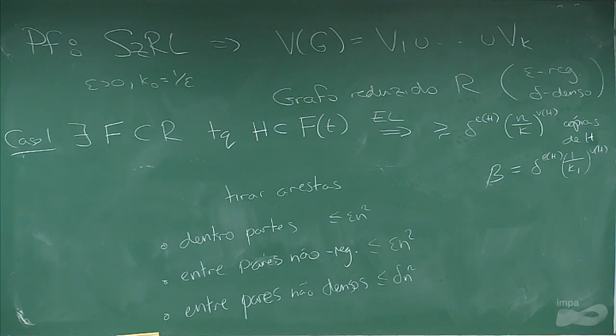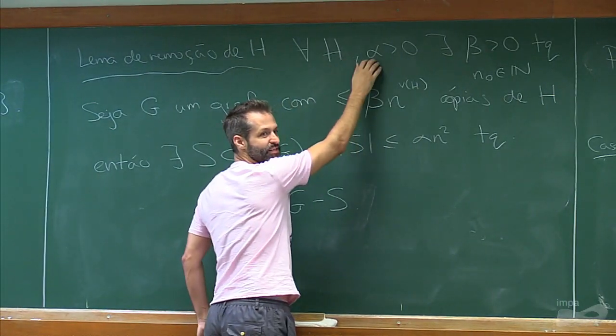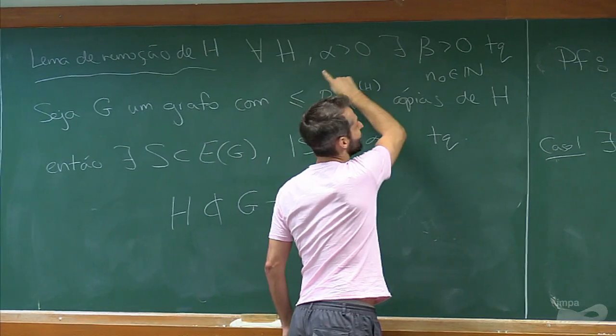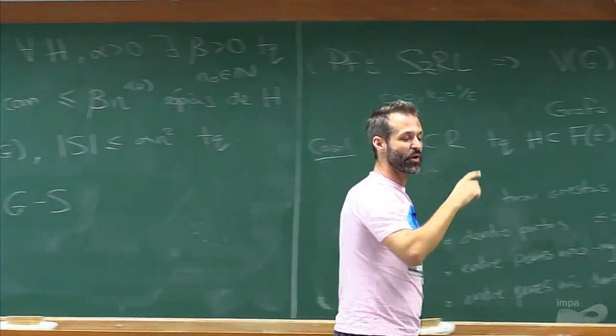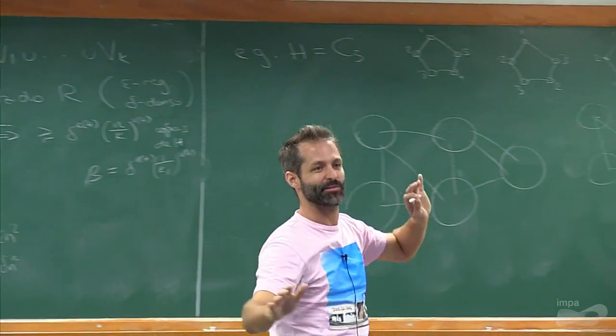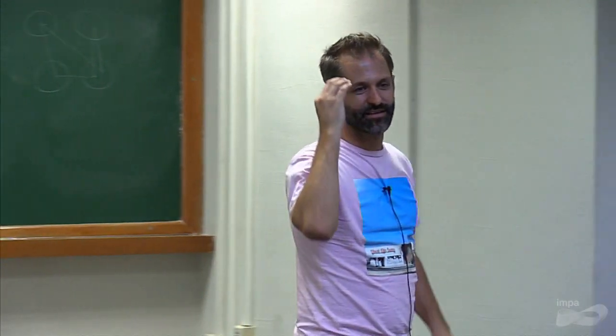No, I mean H is fixed size. Everything depends on H. Fix H and fix alpha, and then these guys depend on H and alpha. So H is not allowed to have size root n or something. No, sure, but I want to remove n squared edges, right? We're going to. Alpha n squared edges.